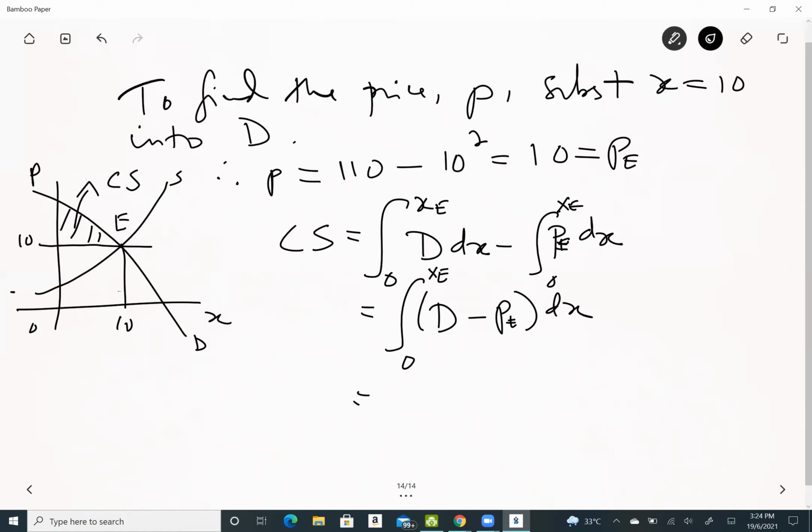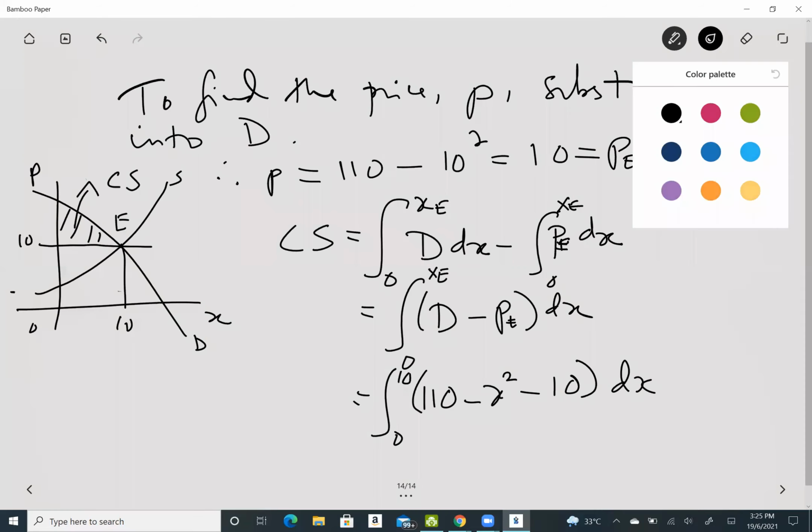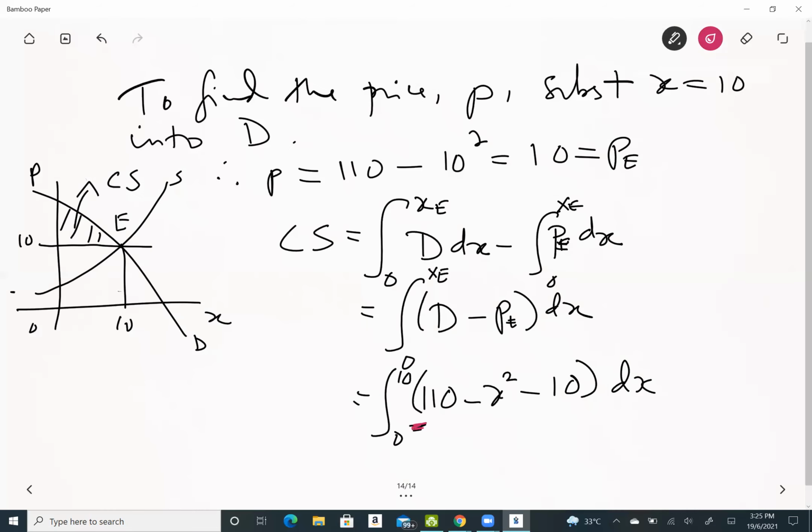Substitute the values, the demand function from 0 to 10. The demand function is 110 minus x squared, minus the equilibrium price, which is 10. And then you put a bracket there, the x. There are a number of you who didn't put the bracket. If you miss that bracket, it doesn't mean anything. If you don't put the bracket, I don't know what it is you're doing.